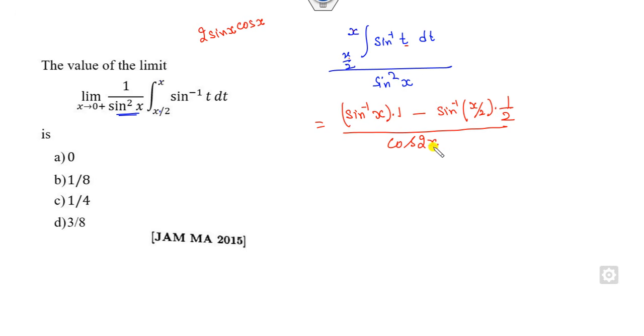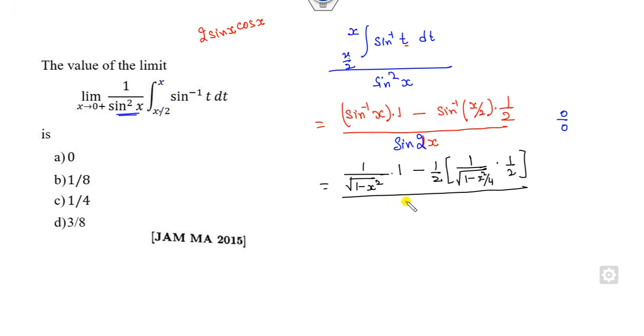It's sine 2x. Now again you can see it's a 0 by 0 form. I can again apply the L'Hopital rule. It is 1 over the square root of 1 minus x square into the derivative of this, half is outside. What is that? It is 1 minus x square by 4 into the derivative of x by 2. What is the derivative of the denominator? It is 2 cos 2x. Now it is not 0 by 0 form.